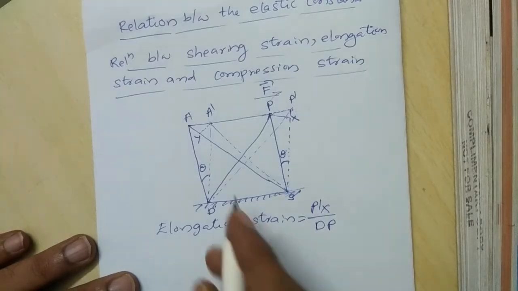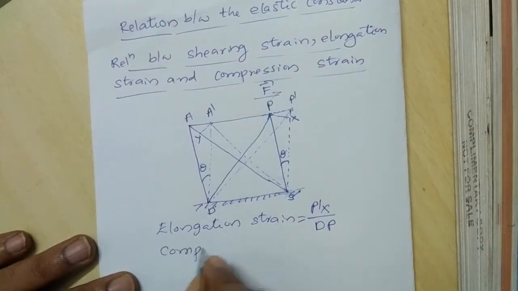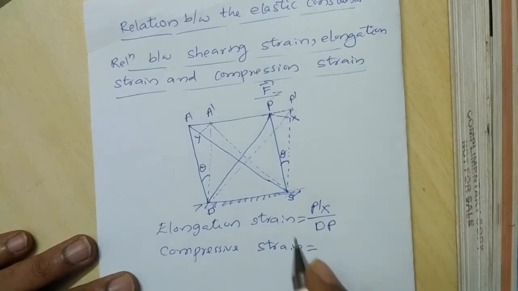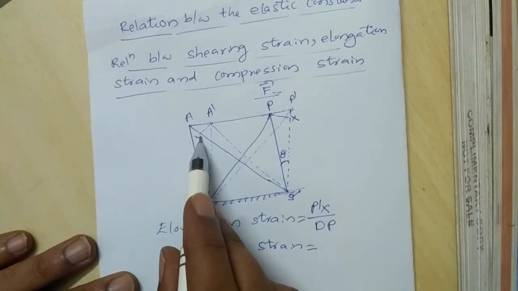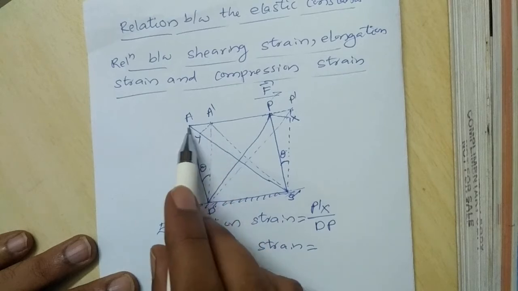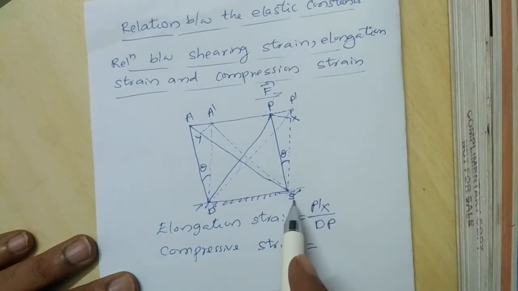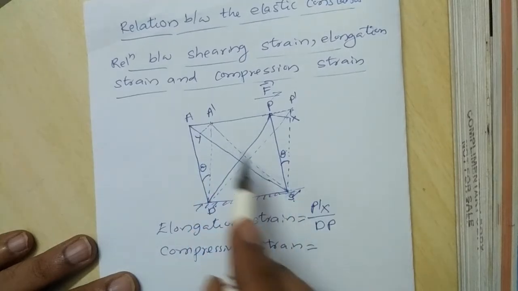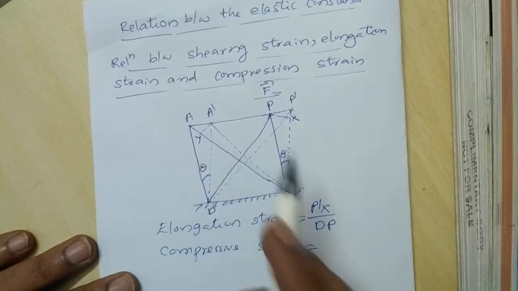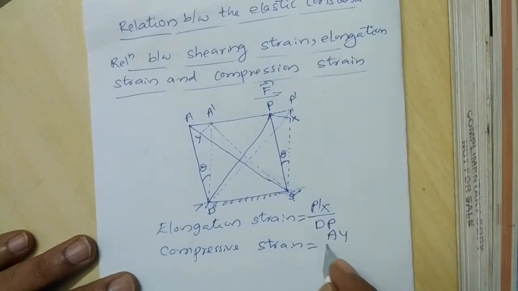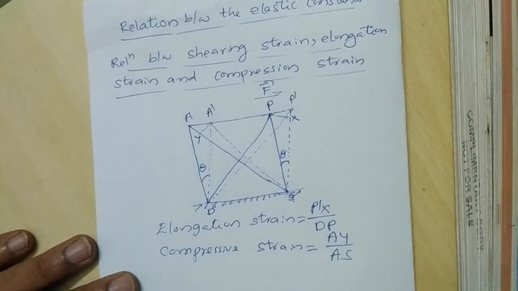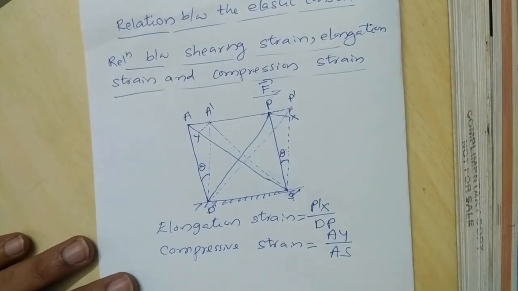Yes. Now, what about the compressive strain? Compressive strain is given by, see, here AY is the compression taking place. So the original dimension was AS, right? Original dimension was AS. Now it is contracted to A dash S. So the change in dimension is AY, right? So AY is the change in dimension, the contraction, to the original dimension, that is AS. Okay.